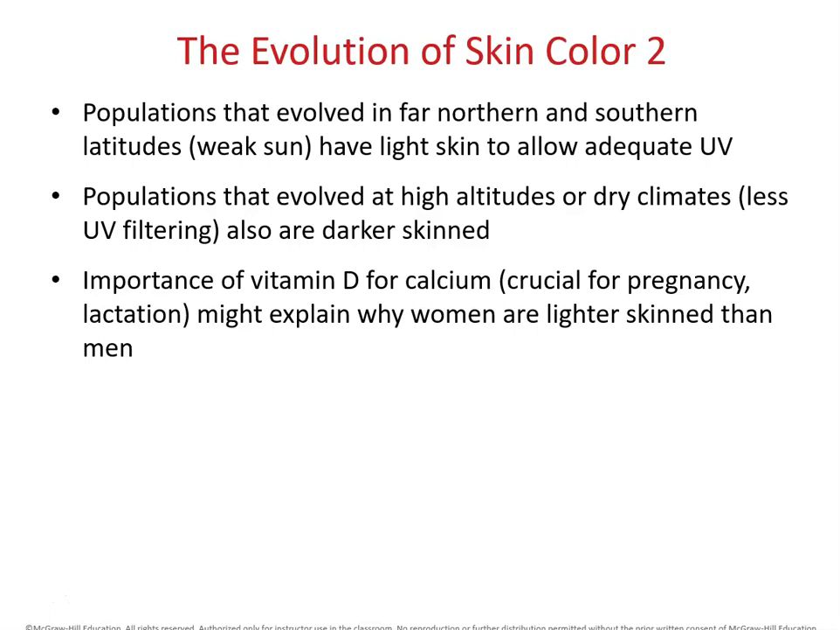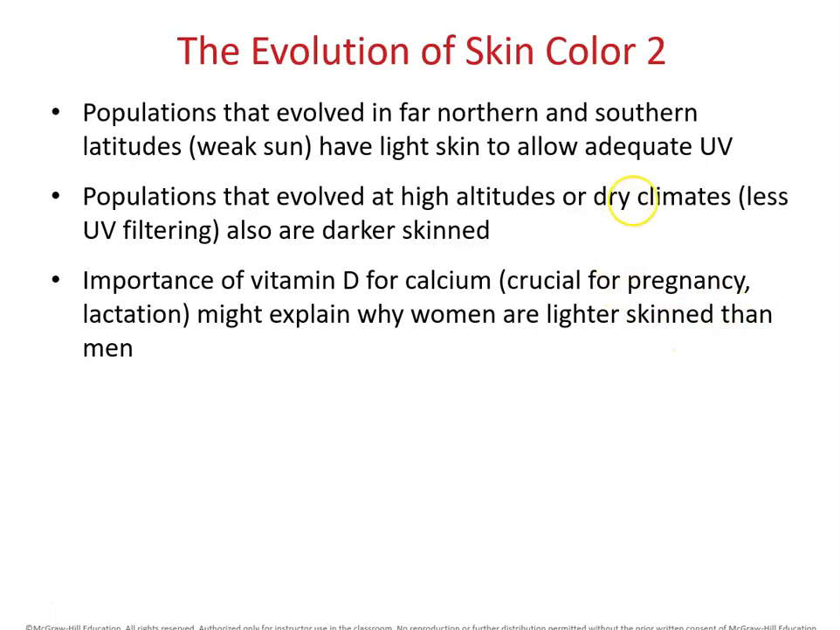Additionally, populations at high altitudes, think of indigenous people in South America, in the Andes Mountains, for instance, they needed more UV protection because at higher altitude, there was less space for UV filtering to occur. They tend to have more melanin and a darker skin tone. Also dry climates, because with less water vapor in the air, there is less filtering of UV light, so more protection from UV light is needed.